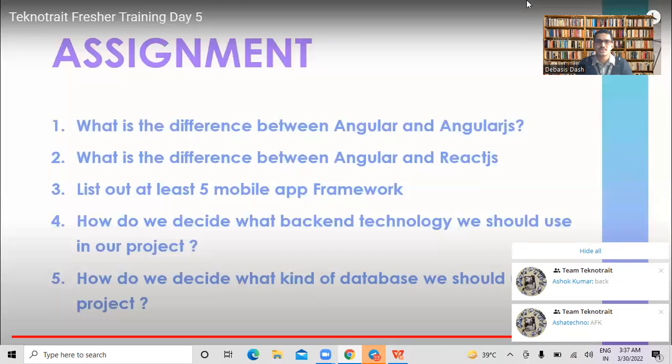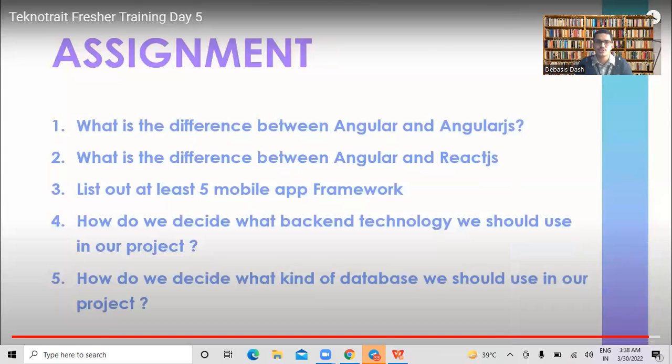Then the fifth question is, how do we decide what kind of database we should use in our project? So while deciding which kind of database we should use in our project, we should take 3 important points into consideration. Those are integration, scaling requirements, and CAP considerations. The first point is integration.